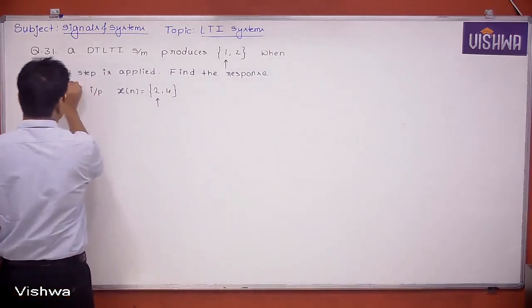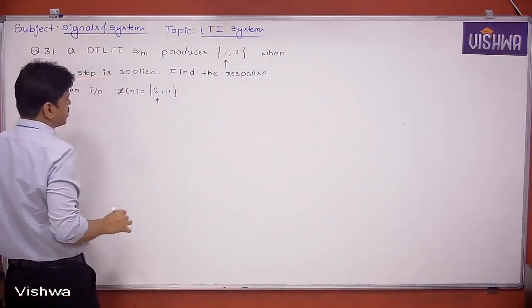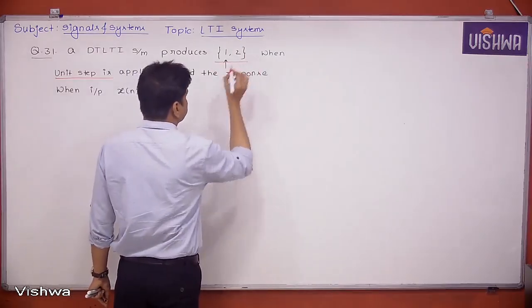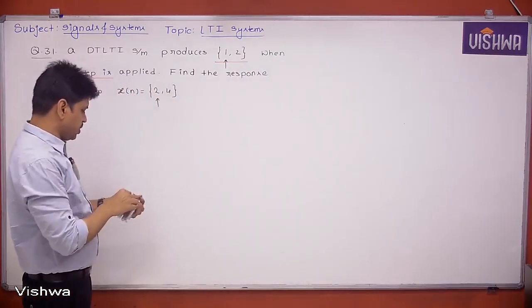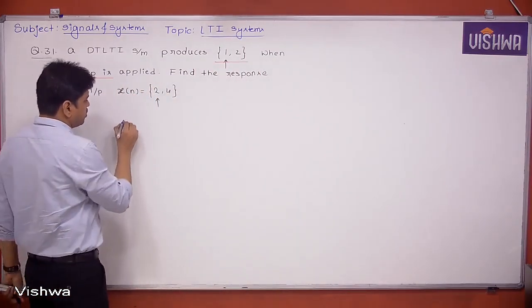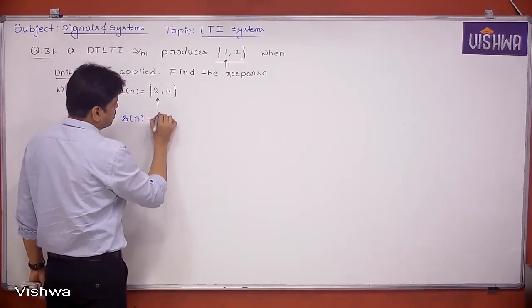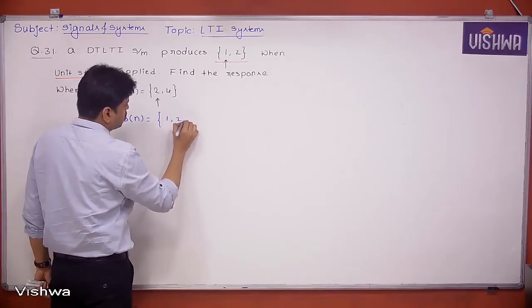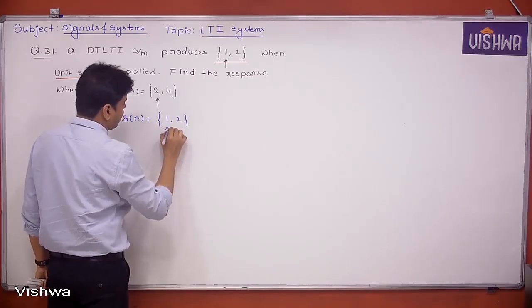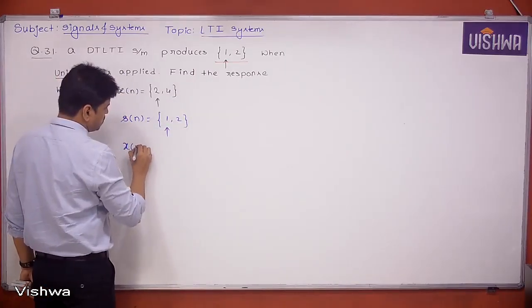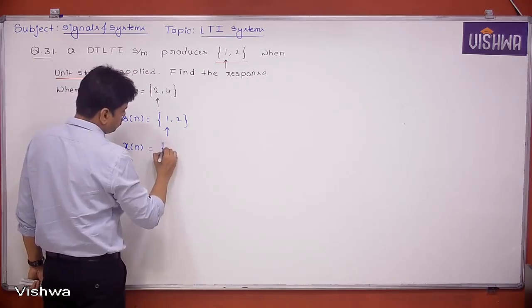So here the clue is the unit step. So this is nothing but the step response. I can say they have given s of n, the step response, 1, 2. And they have given x of n, which is 2, 4.